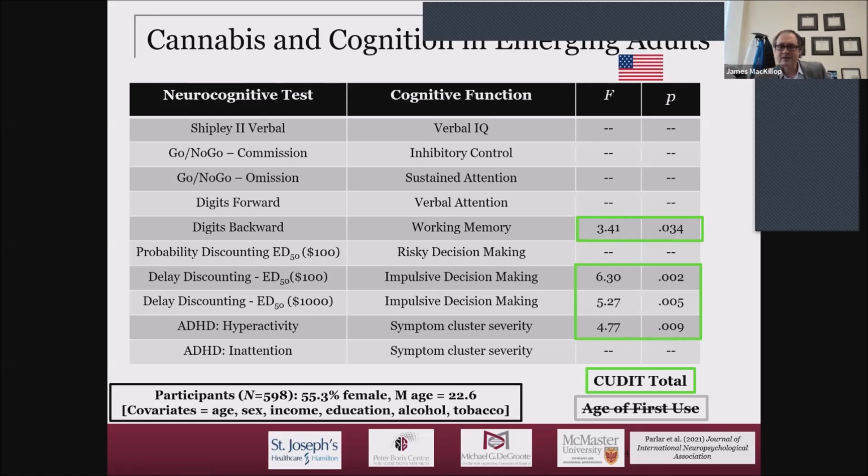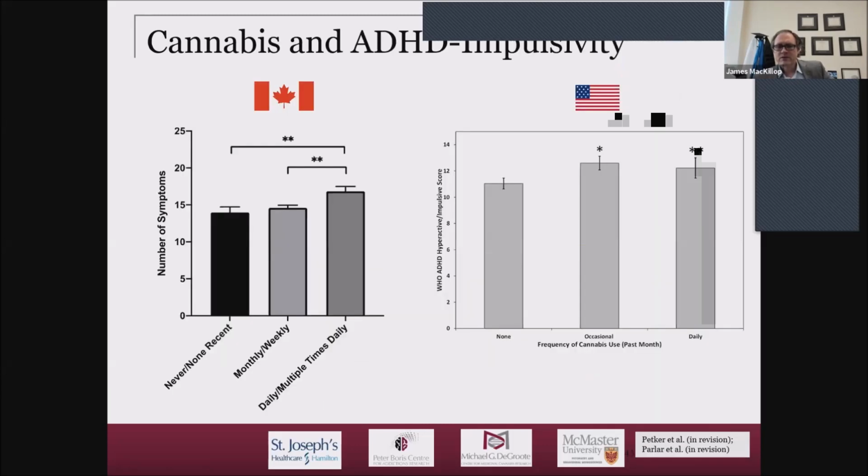I think that there's clearly a more complex story when it comes to age of first use. What's really interesting here is that these effects seem to be driven, at least in part, by the very heavy users, the daily or multiple times daily users, who probably also would have a positive urine drug screen. Here we see greater ADHD, mostly in the heavier users. In the American sample, the elevation was present for the occasional users also, not just the daily users.